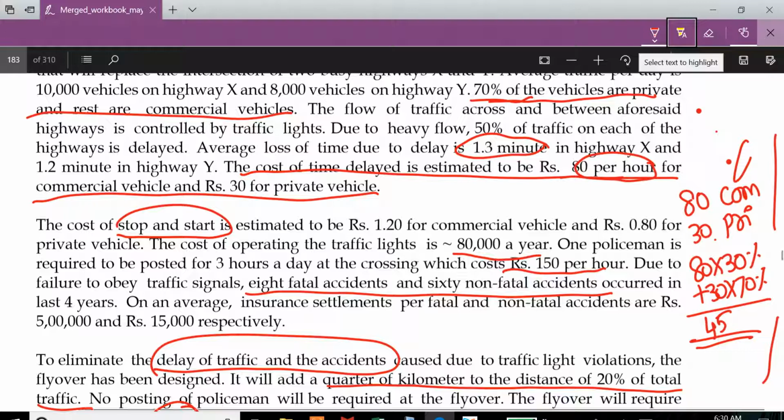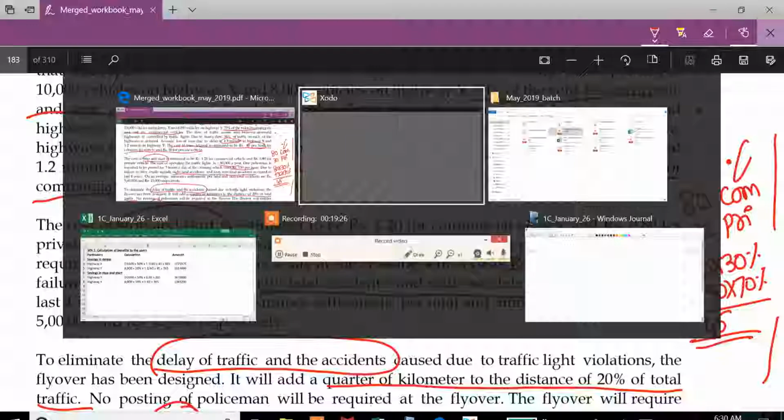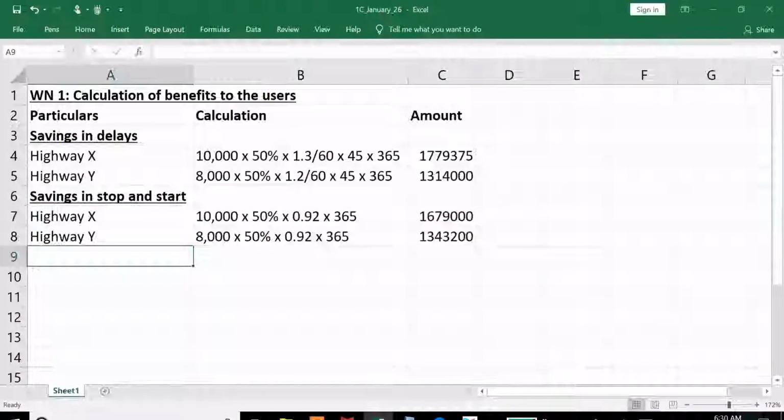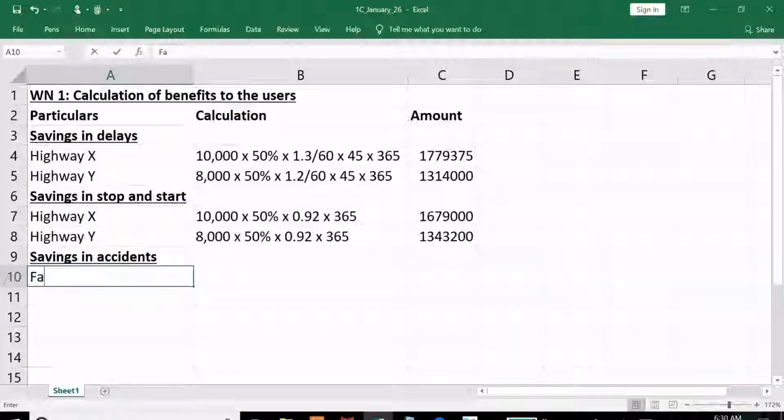Now listen, whatever accident settlement is happening, that is the saving. It's not technically the saving for the end user, it's technically the saving for insurance companies, but still that will be considered as a saving because that's a saving arising out of the flyover which is getting constructed. So the next is savings in accidents. Fatal and non-fatal.